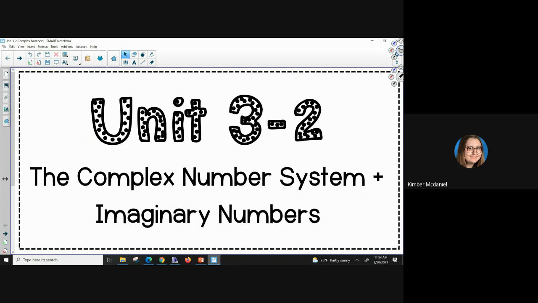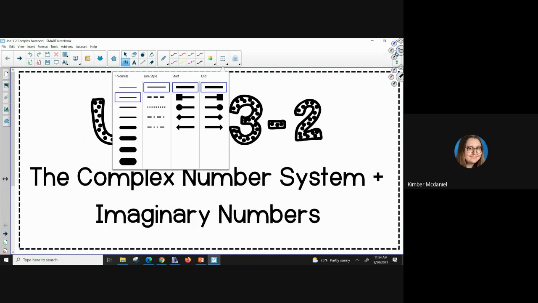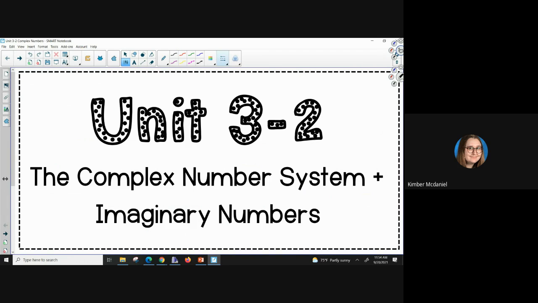Today, we are doing Unit 3-2, which is the complex number system and imaginary numbers, okay? So the first, we ended up spending, I think, like 5 whole days on Unit 3-1. It was just over factoring. You know, we had to take an extra day to review and then take an extra day to retake the quiz. So today we are moving into Unit 3-2.